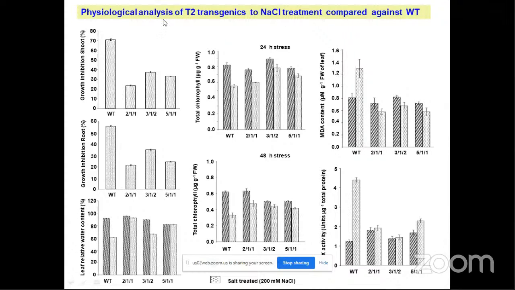I mean, whether the plants are performing well physiologically, the transgenic plants. So to show that, we performed different biochemical analyses. For instance, the growth inhibition, the total chlorophyll content, the MDA content, malondialdehyde. This is an index for lipid peroxidation.